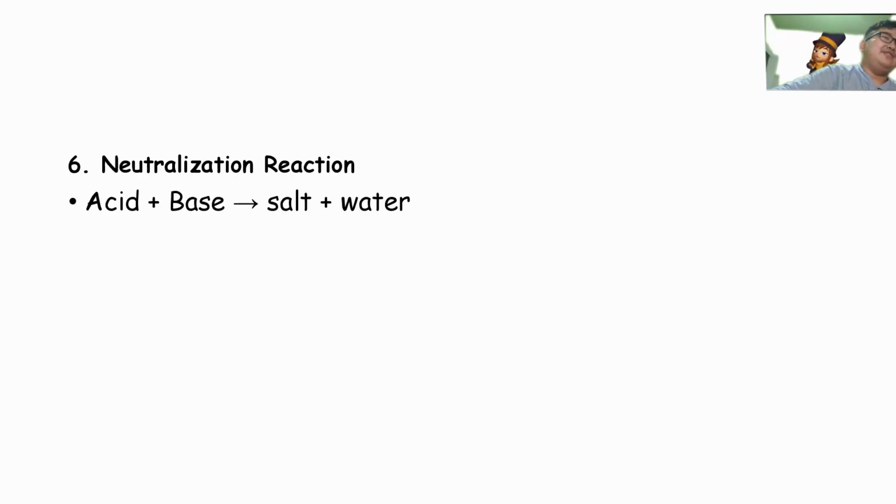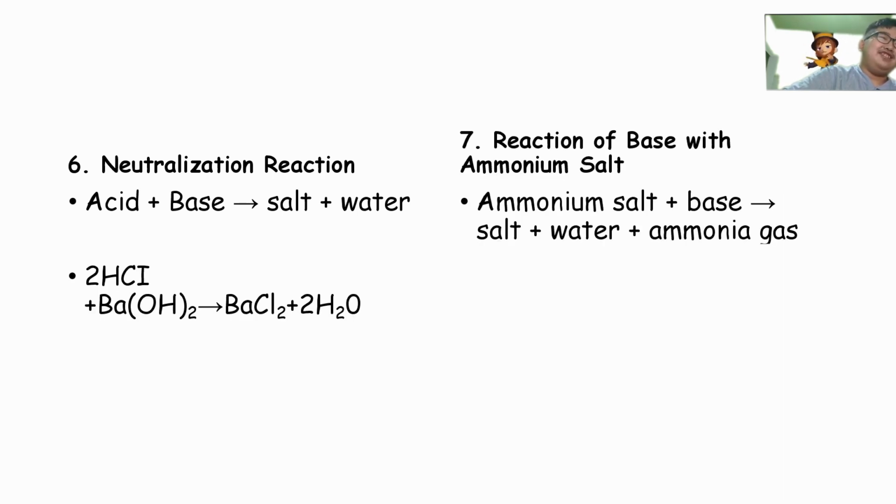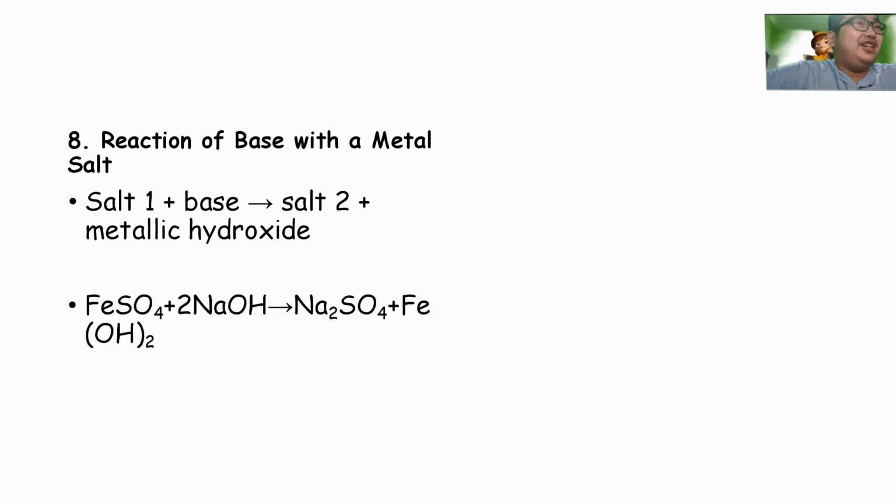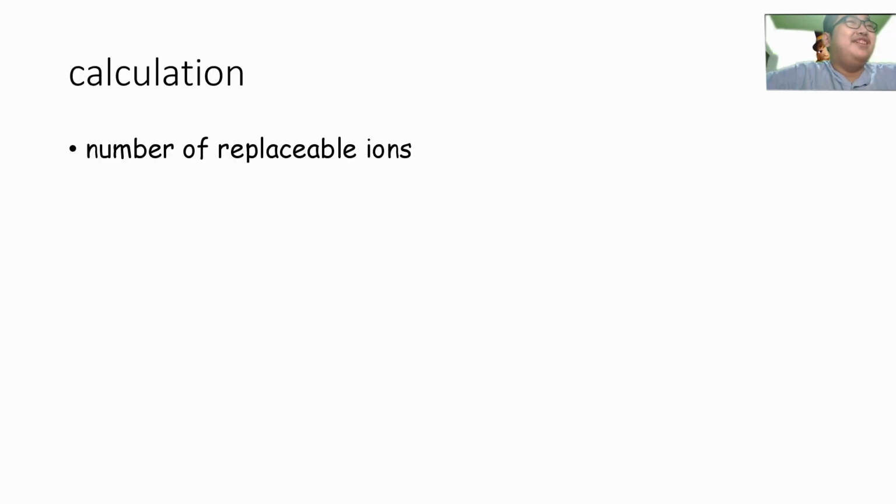Neutralization reaction. Acid plus base equals salt plus water. And that is the example. Reaction of base with ammonium salt. Ammonium salt plus base equals salt plus water. But wait. Ammonium salt plus base equals salt plus water plus ammonia gas. And that is the example. Reaction of base with a metal salt. What? Salt 1 plus base equals salt 2 plus metallic hydroxide. And that is an example.